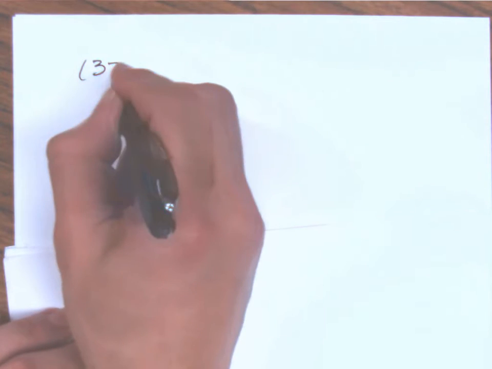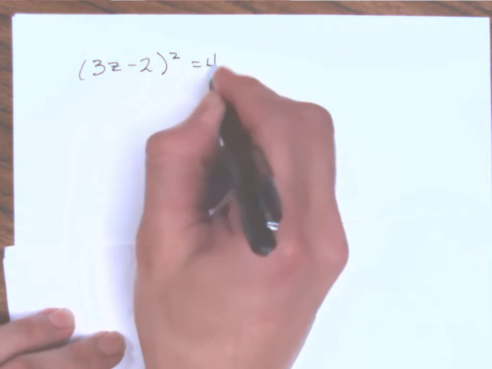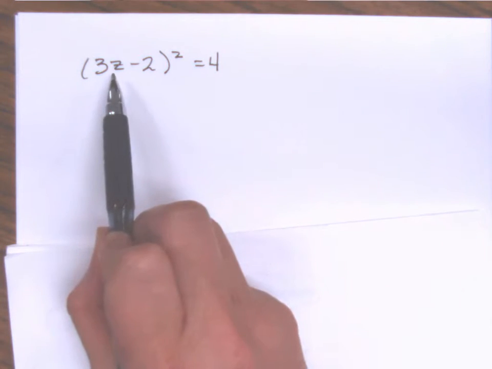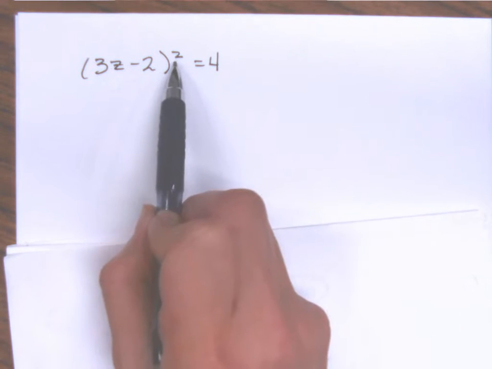Let's look at another example involving the square root method. Okay, so let's say we're given the equation (3z - 2)² = 4. Once again, when we look at this, we can see that our variable is inside a set of parentheses. That set of parentheses is squared.